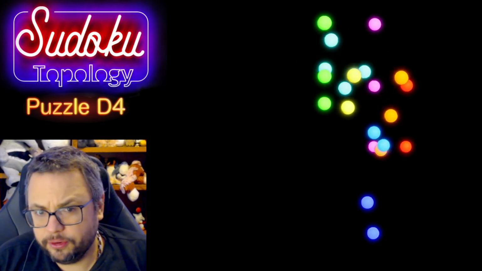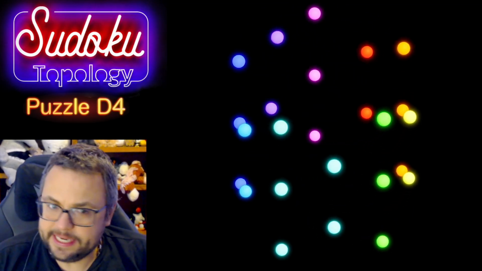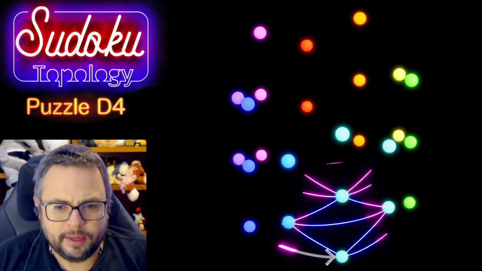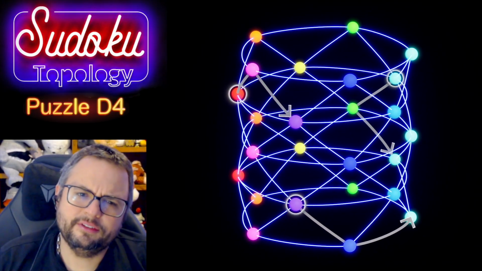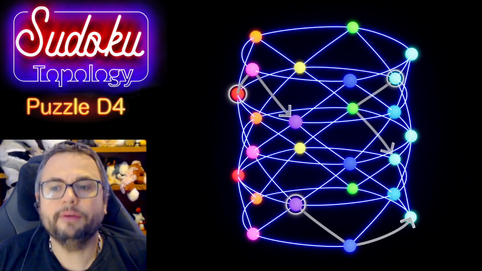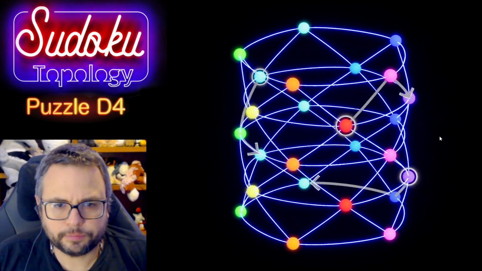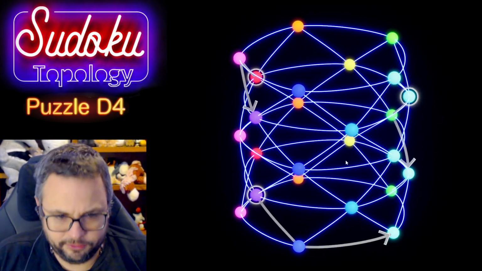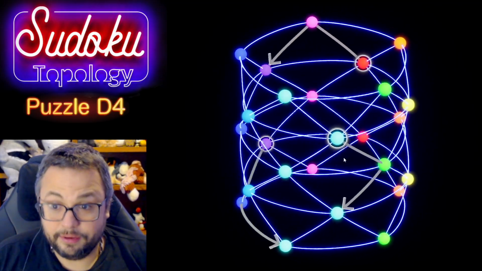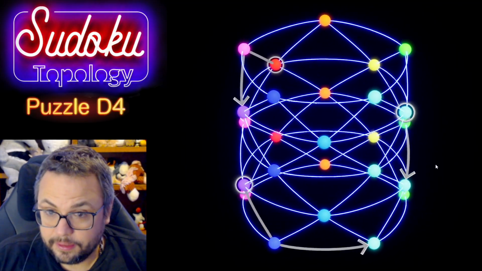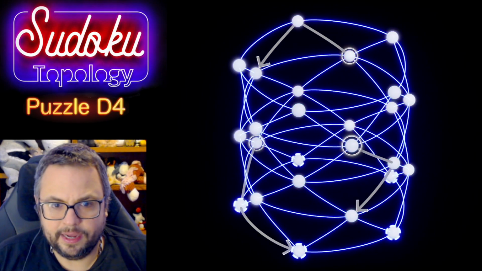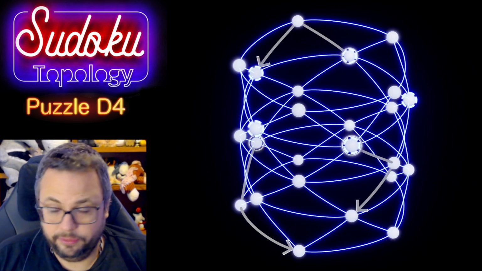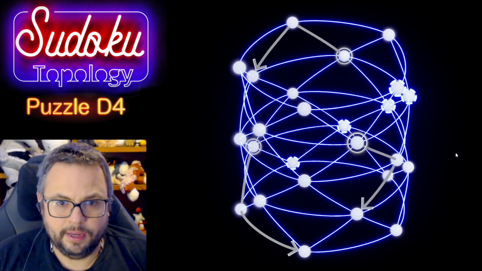Welcome back to our Sudoku Topology series with puzzle D3, where it looked like we're going to have some sort of cylinder. I think, yeah, we did do one on the cylinder before. Okay, so we've got a cylinder, and it's a pure arrow puzzle. So we've got 3 arrows to fill in, and the boxes are, let's see, we've got the rows are boxes.